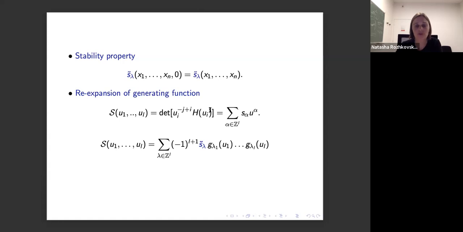So how does it look? We take complete symmetric functions. We make this kind of determinant. So we take L of this series and then expand in powers of U. And when alpha is a partition, this is going to be exactly a Schur symmetric function. So that's why I call this series the generating series for Schur symmetric functions.